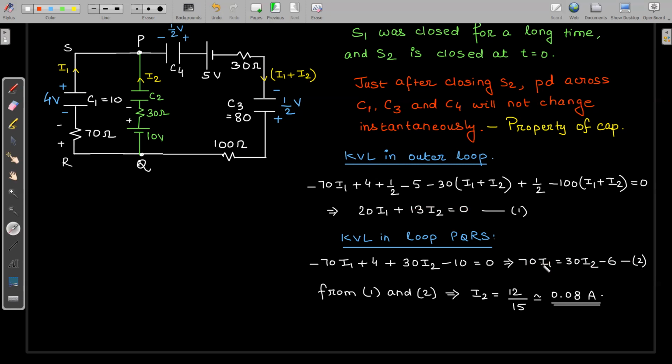These two are simple simultaneous equations you can solve and you'll get the value of I2 as 12 by 15, which is approximately 0.08 ampere. So this was option A, which asked: just after closing the switch S2 at t equal to 0, what will be the current in this 30 ohm resistor? So the current is I2, which is 0.08 ampere.